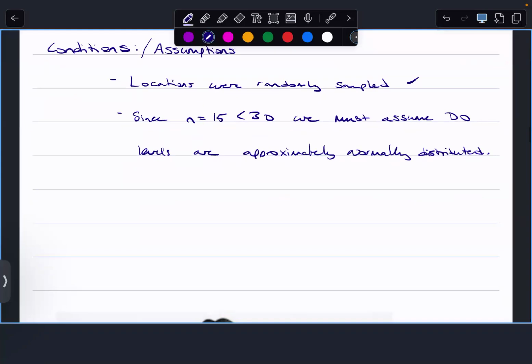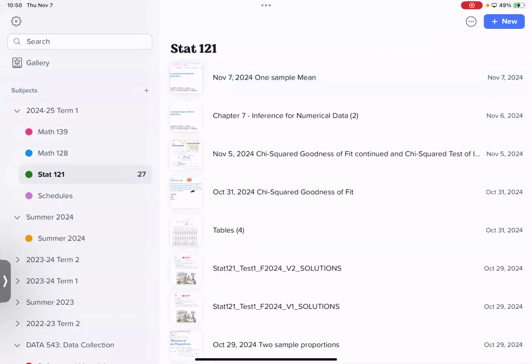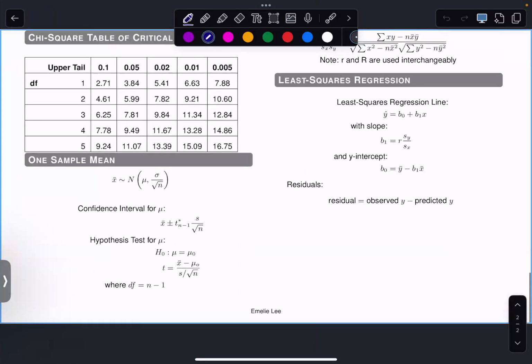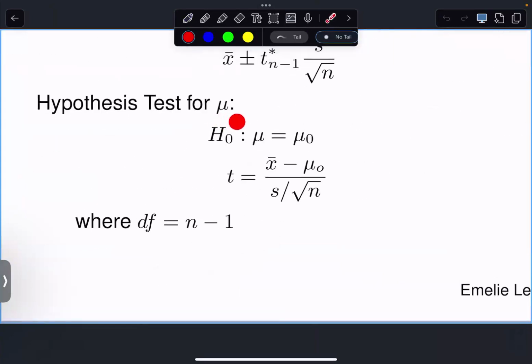So now, step 1, state the hypotheses. Let's go back to your formula sheet. We're doing a hypothesis test for mu, so I'm using my sample mean, but I'm really trying to learn about the population mean, right? My null hypothesis, this looks familiar, is that mu is equal to mu naught, some hypothesized value from the question. We've seen that before with one sample proportions.